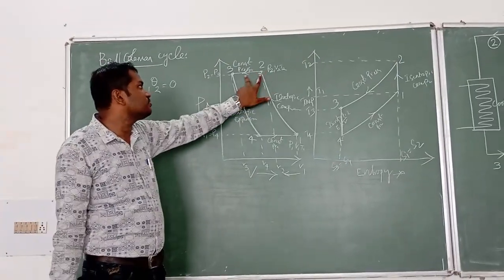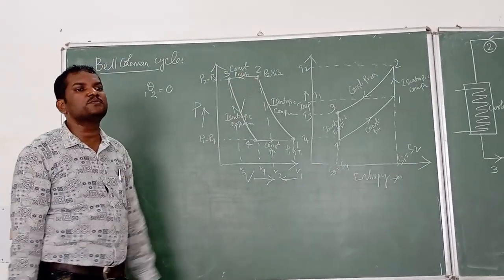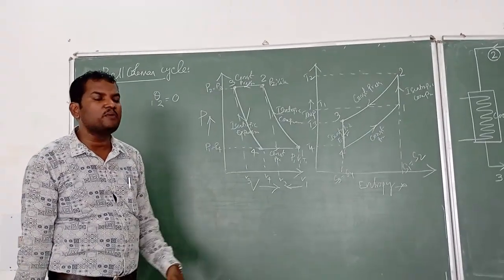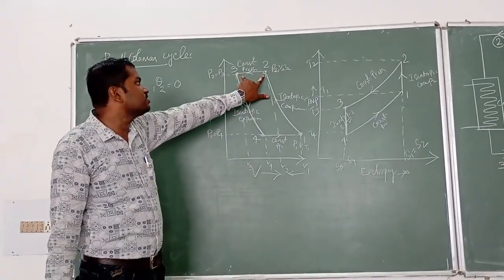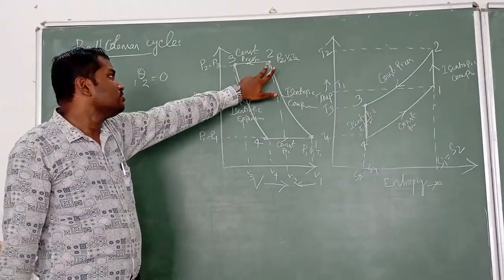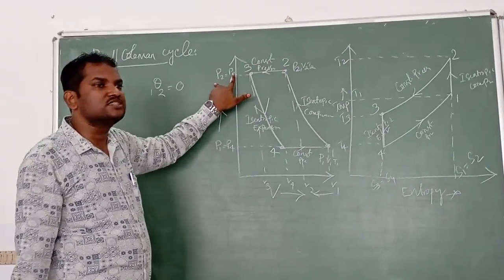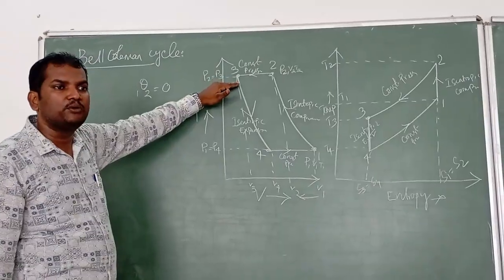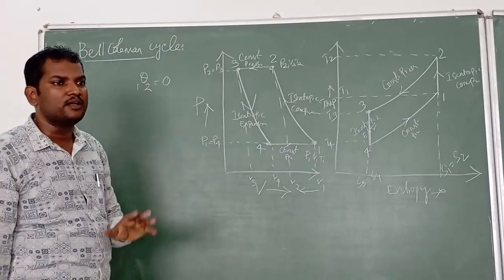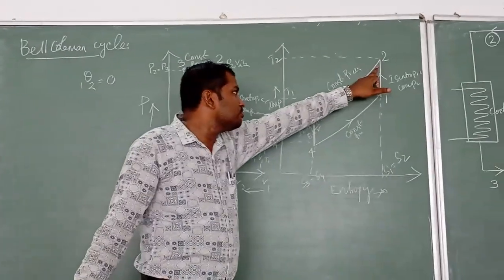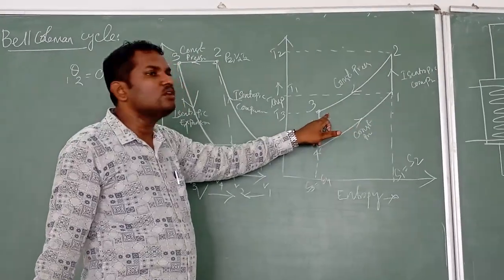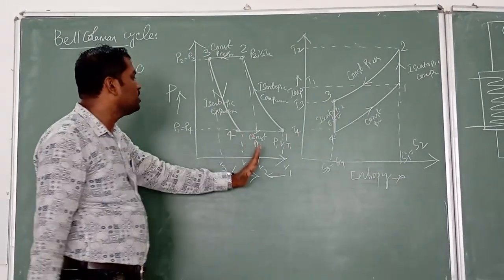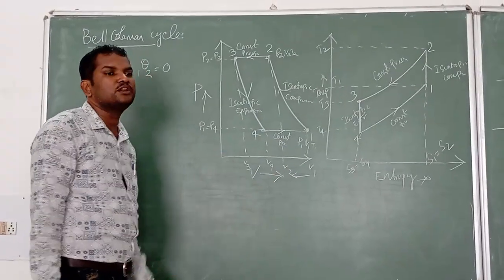Then the second process, process 2 to 3, is a constant pressure or isobaric process. During the process 2 to 3, the pressure is constant, so the pressure of air remains constant. P2 is equal to P3. Then the temperature decreases from T2 to T3, and the specific volume of air also decreases from V2 to V3.